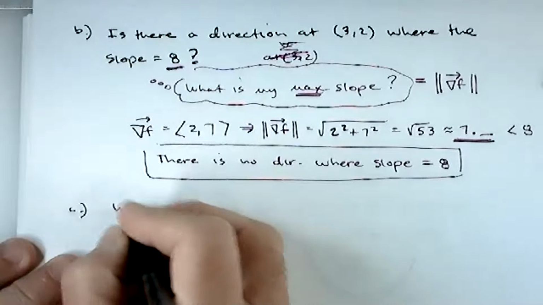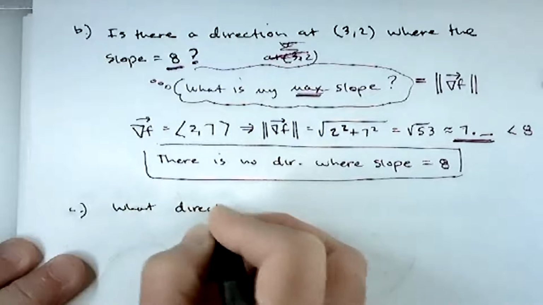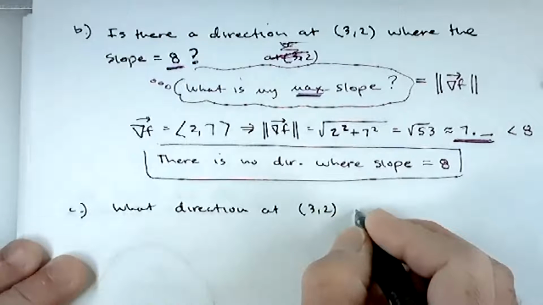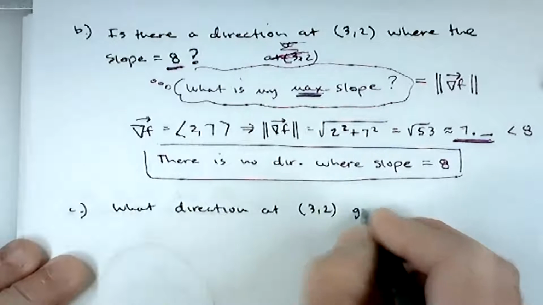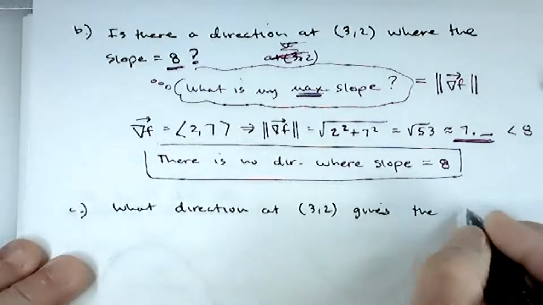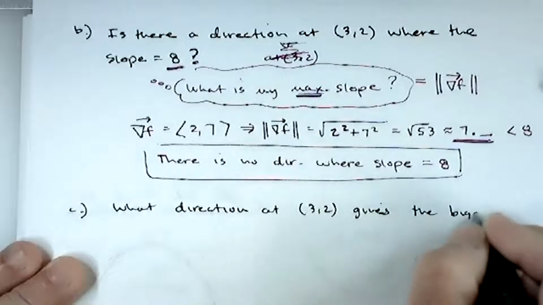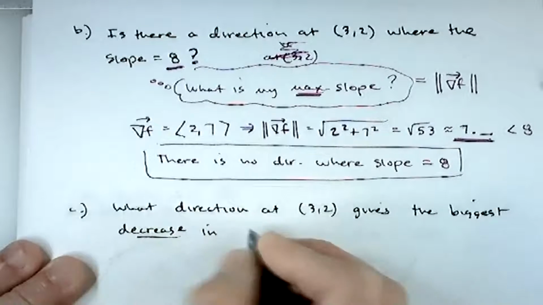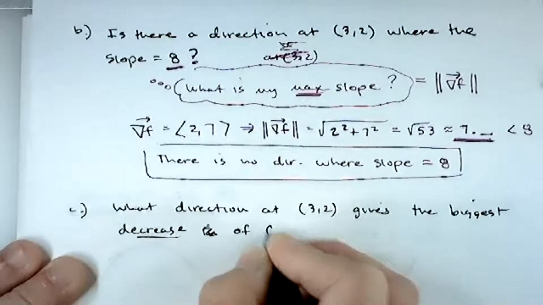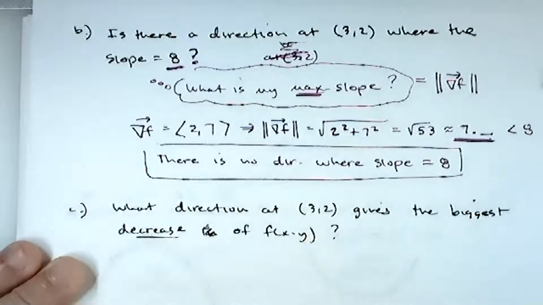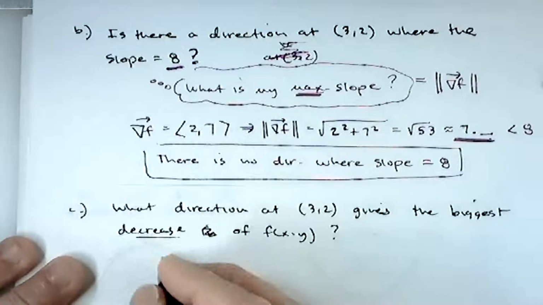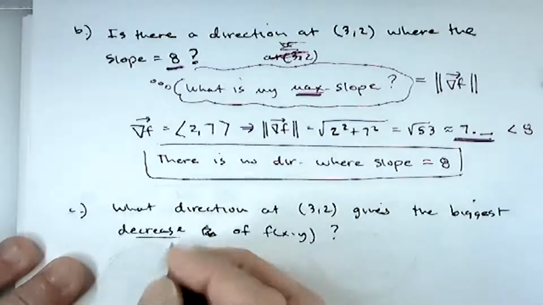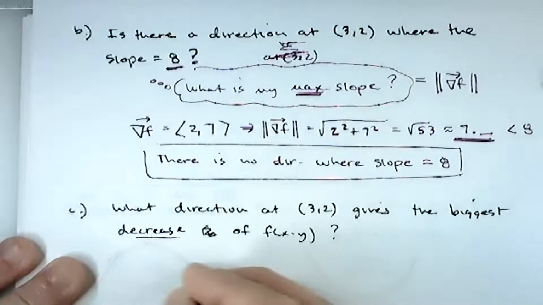Oh, how about this? What direction at 3, 2 gives the biggest decrease of f? Okay, so there's code for, we know that the gradient gives the direction of the biggest increase in f. So the biggest decrease would be in the direction opposite of the gradient.